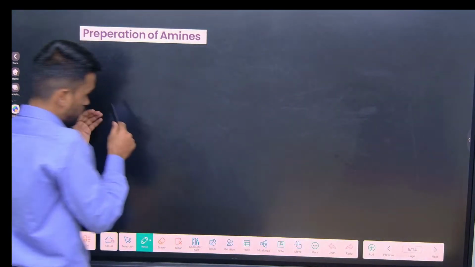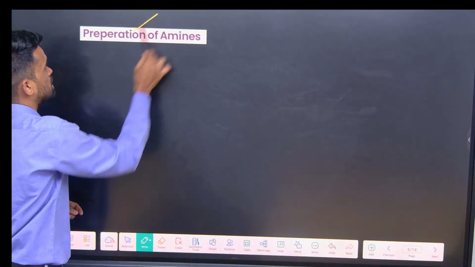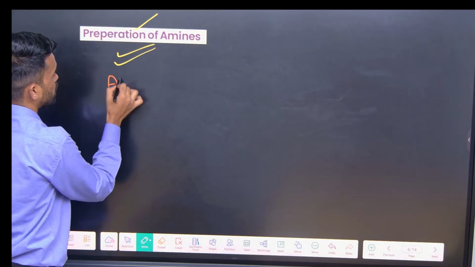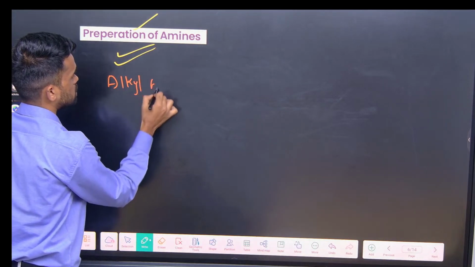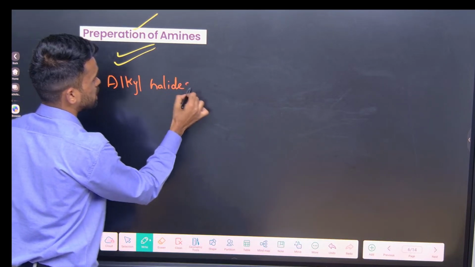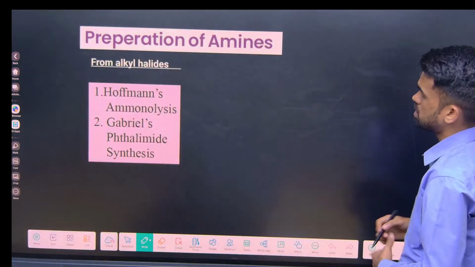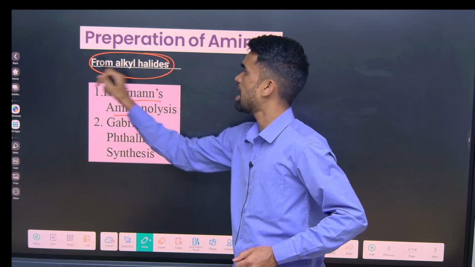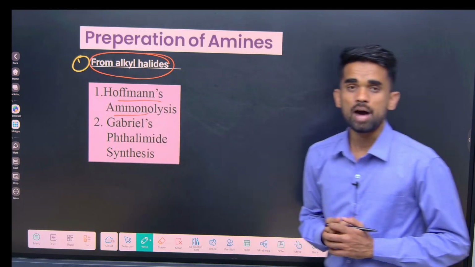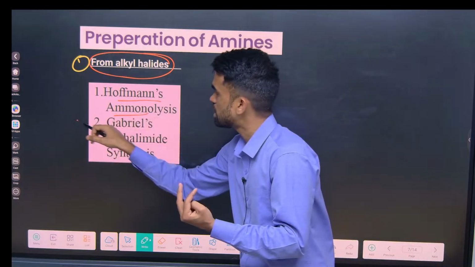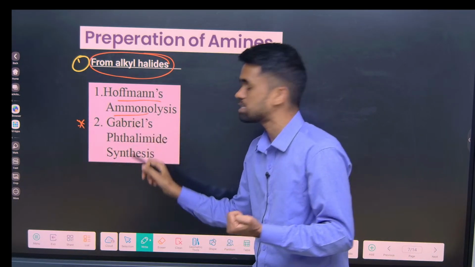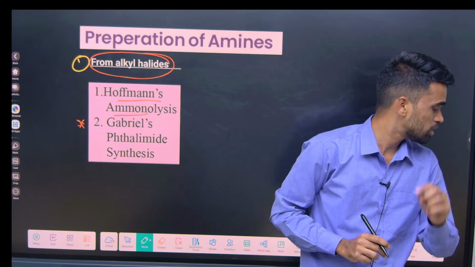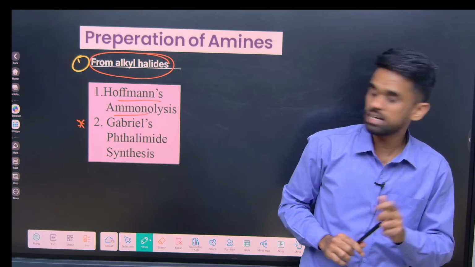See, there are different ways to prepare this amine. Let's go one by one. First one is from alkyl halides. This method is called Hoffman's ammonolysis. And these two methods are very, very important. Even the second method, Gabriel's phthalimide synthesis, is one of the very important methods to be remembered here. I will tell you in the simplest way possible, so you can understand them in an easier manner.